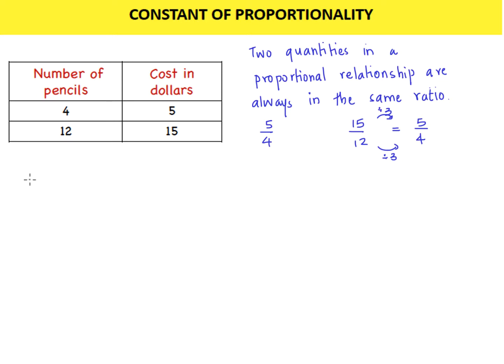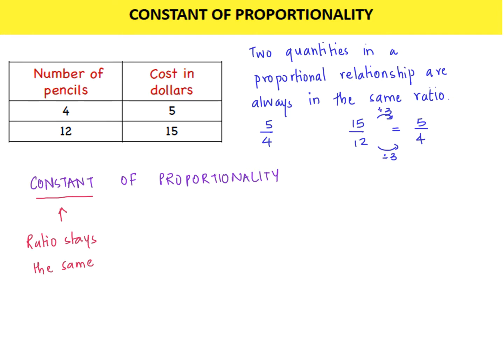Let's write down the words constant of proportionality. And let's look at the meaning of each of these words. The first word is constant. Constant means it stays the same. It's where you have variables and constants. Constant is what stays the same. So in this case, the ratio stays the same in a proportional relationship.